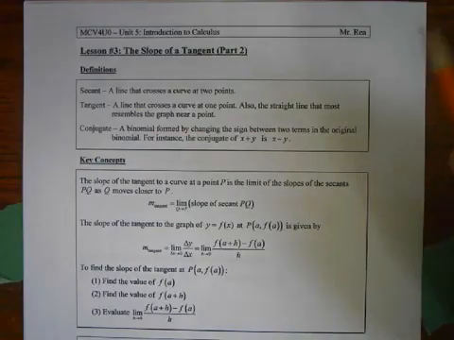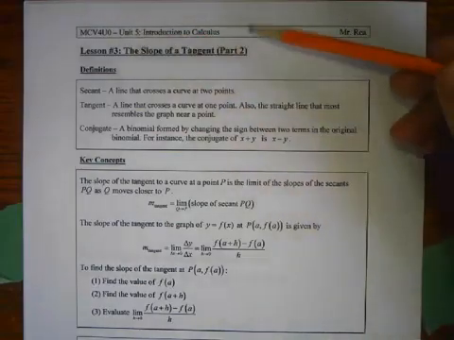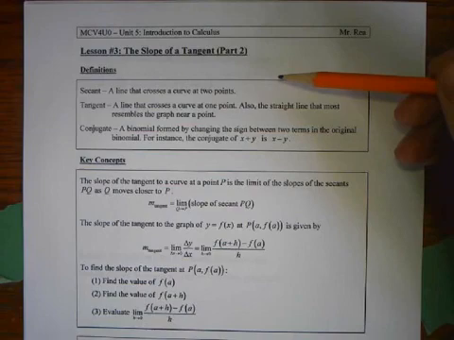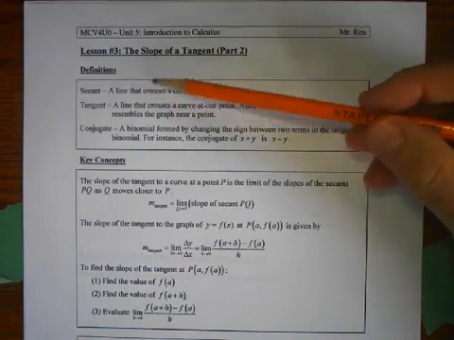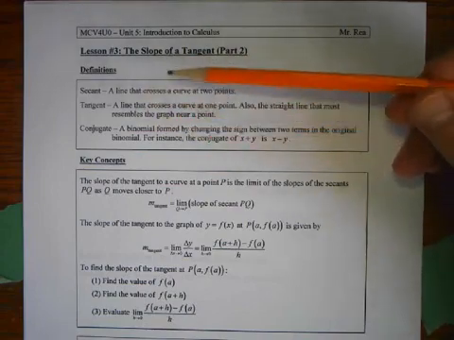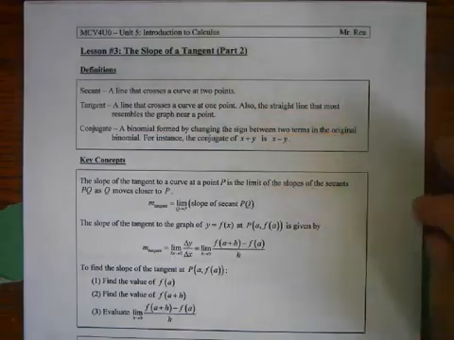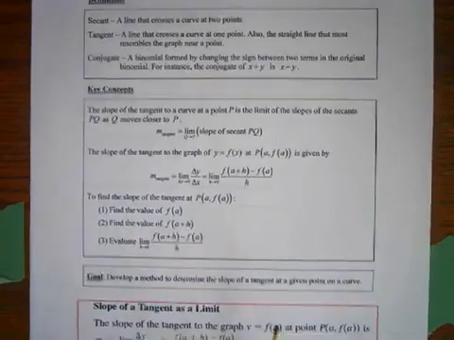On the regular course, this would be Unit 5, Lesson 3, which is Slope of the Tangent Part 2. It's just a continuation of what we did in the previous lesson. Okay, so the definitions here, secant, tangent, conjugate, they should be meaningful at this point. If they're not, just reread the definition.